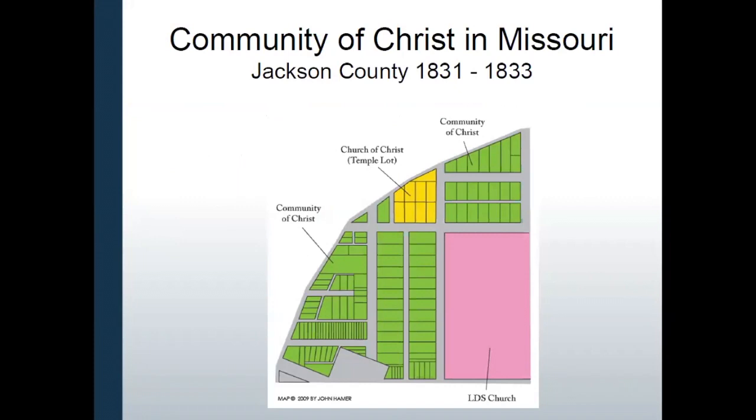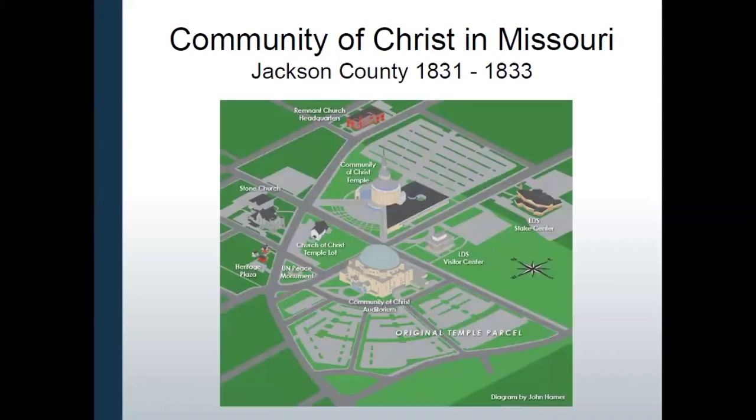When Joseph designated a place for a temple, we didn't own any of this. And what we bought is 63 acres. So that's why I'm using temple lot to refer to the whole 63 acres.